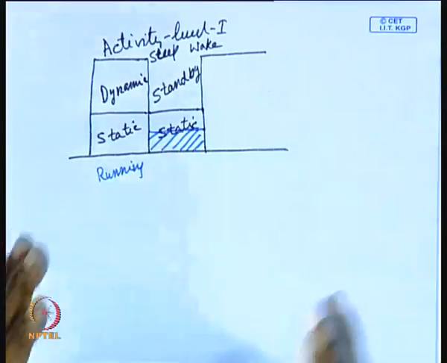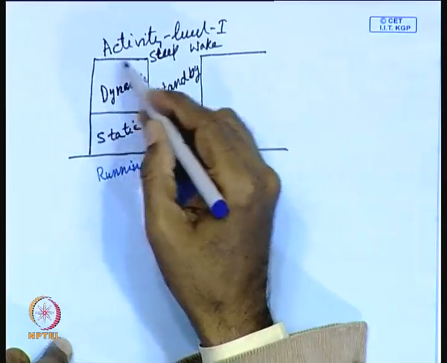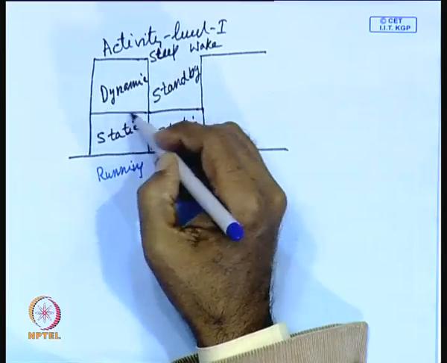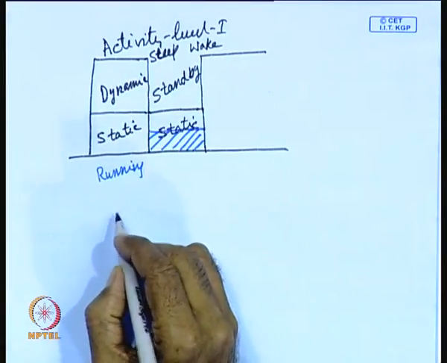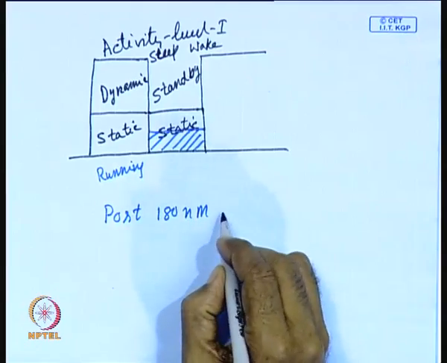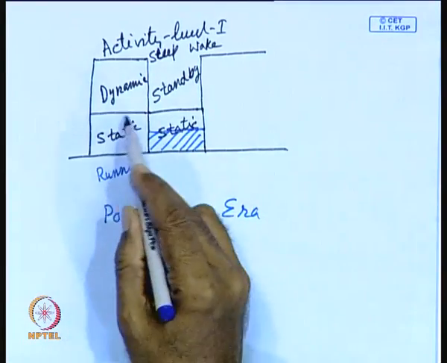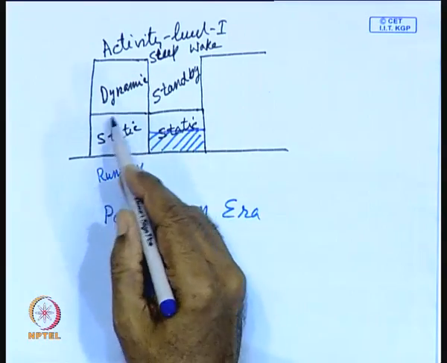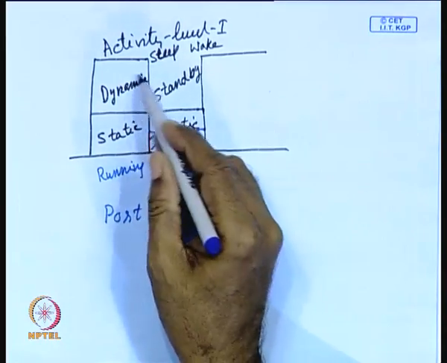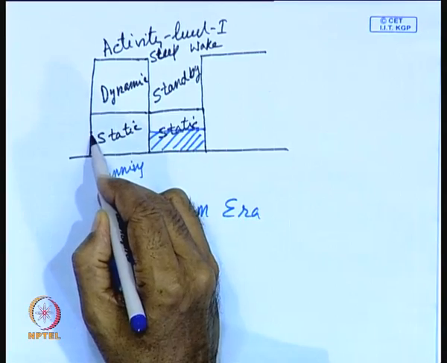In the early technology generations, that means before 180 nanometer technology era, this static power dissipation was insignificant, and that is the reason why during normal mode or during run time, the dynamic power dissipation was minimized, and I have already discussed various techniques. Now, in the post 180 nanometer era, what we are observing is that static power dissipation is also significant. So, what we have to do when the circuit is in normal mode of operation or when the circuit is running, we would like to reduce the static power dissipation as well.